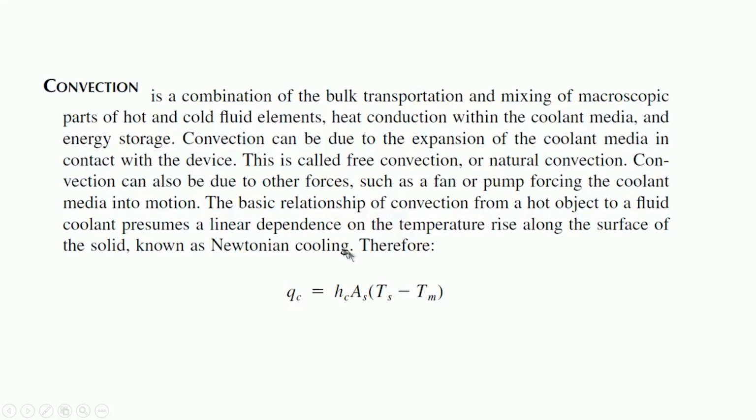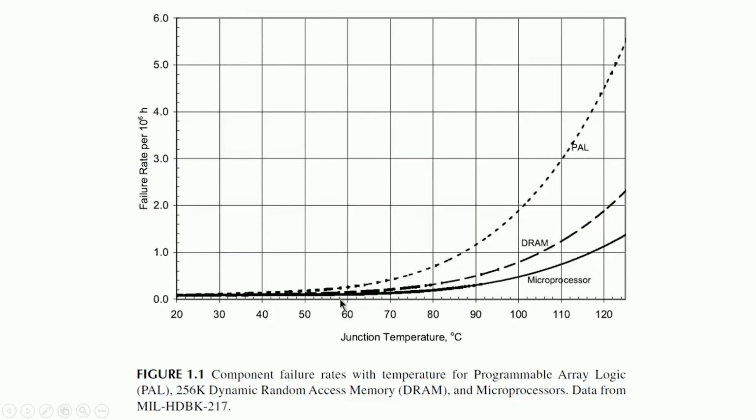So, coming back, the basic relationship of convection from a hot object to a fluid presumes a linear dependence on the temperature rise along the surface of the solid, as Newtonian cooling. Therefore, we have the total quantity of heat in convection as the area times the temperature difference between the medium and the source, times the heat transfer coefficient in convection.